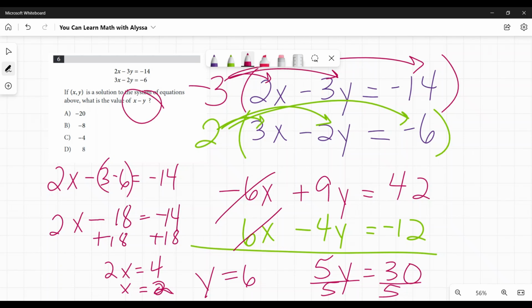Now that I know x is 2 and y is 6, I can answer their question. What is x minus y, or 2 minus 6? It is negative 4, and that's my answer.